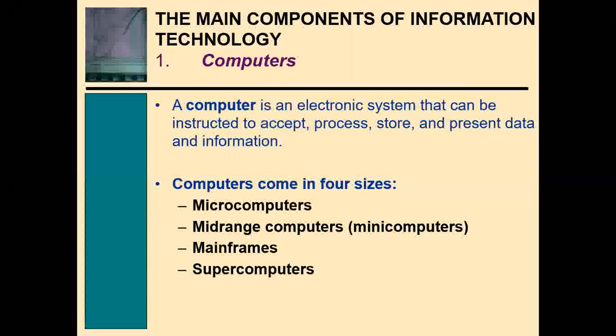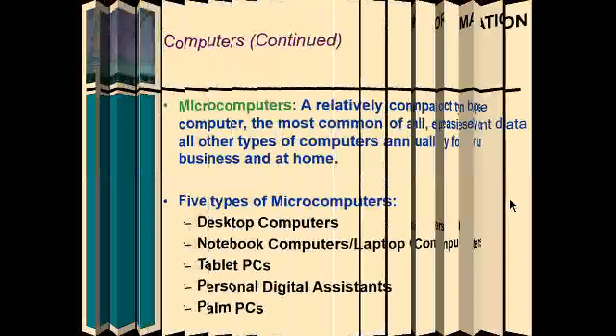Now let's look at the components of information technology, which are the computers first. What is a computer? A computer is an electronic system that can be instructed to accept, process, store, and present data and information. Computers come in four sizes. What are these sizes? Microcomputers, mid-range computers, mainframes, and supercomputers.